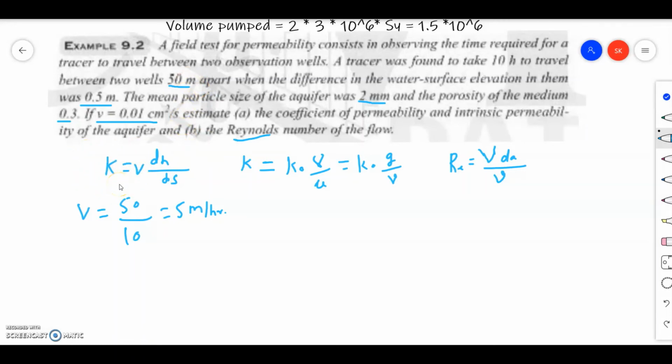Now by using this coefficient of permeability, we can find the intrinsic permeability. All other values are given. The last one is the Reynold number. The apparent velocity we put in, dA is nothing but dm, that is the mean particle size, which is 2 mm, and V is the kinematic viscosity. So put these values and you will get the Reynold number. You will get the intrinsic permeability and the coefficient of permeability.